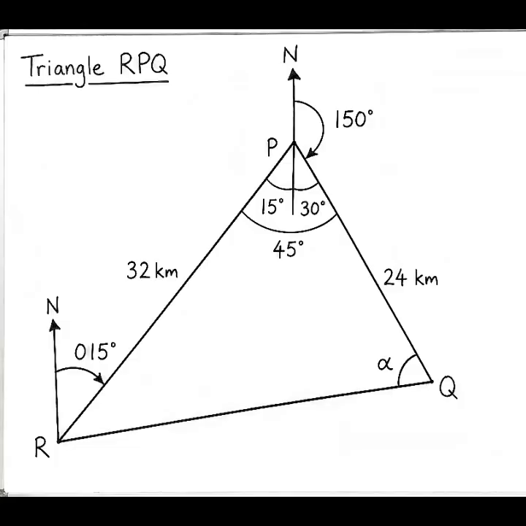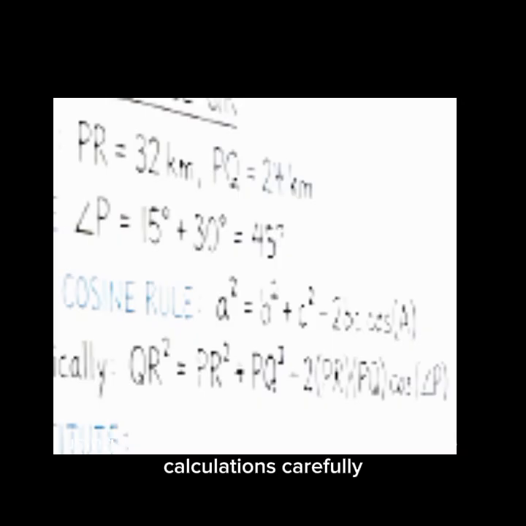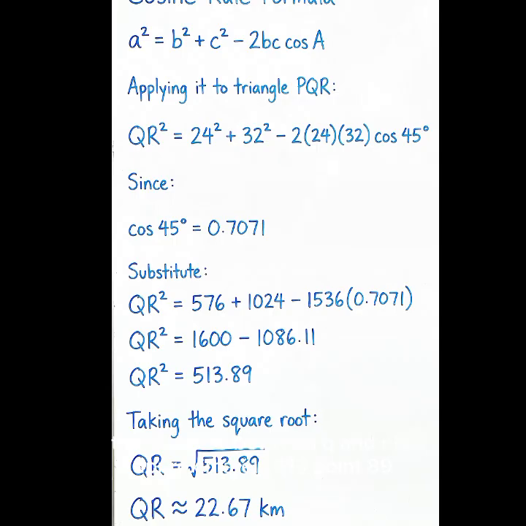To calculate the distance between Q and R, the cosine rule is used because two sides and the included angle are known. The two known sides are 24 kilometers and 32 kilometers, while the included angle is 45 degrees. Using the cosine rule and carrying out the calculations carefully gives the square of the distance between Q and R as approximately 513.89. Taking the square root of this value gives a distance of about 22.67 kilometers. Therefore, the distance between Q and R, correct to two decimal places, is 22.67 kilometers.